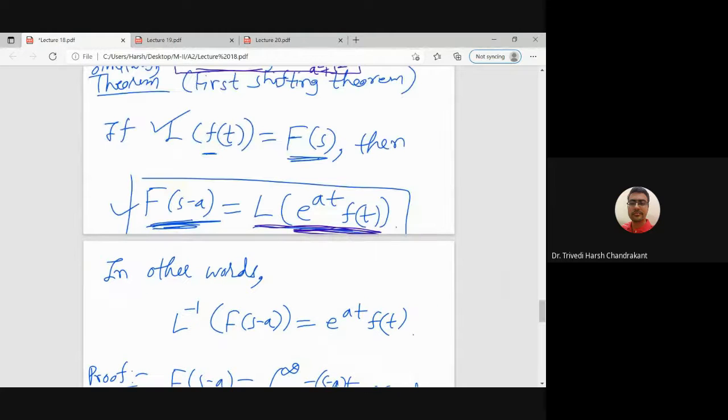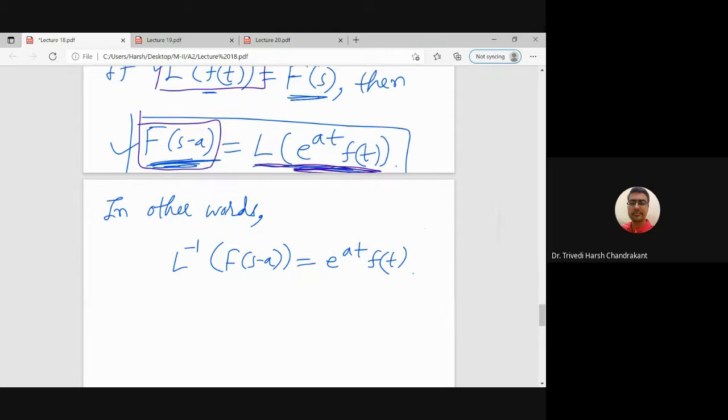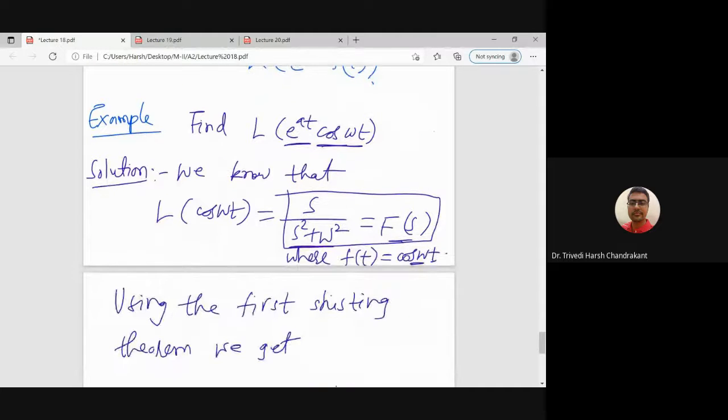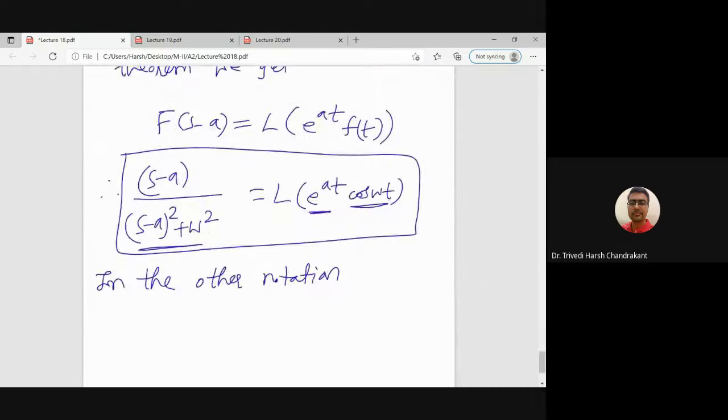And then we discussed the first shifting theorem, which says that whenever the function f(t) is given, and we know its Laplace transform, then for the Laplace transform of e power at f(t), we need to substitute s minus a instead of s in the Laplace transform. So we get the Laplace transform of e power at into f(t). Whenever we have this type of example, we can solve it using the first shifting theorem.